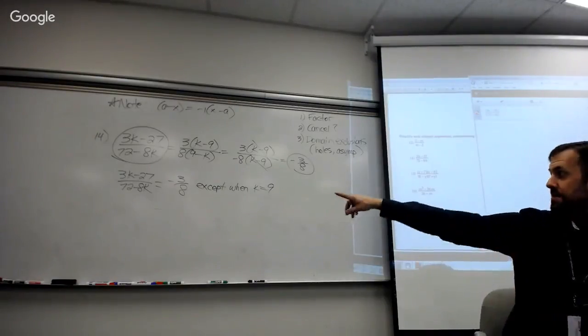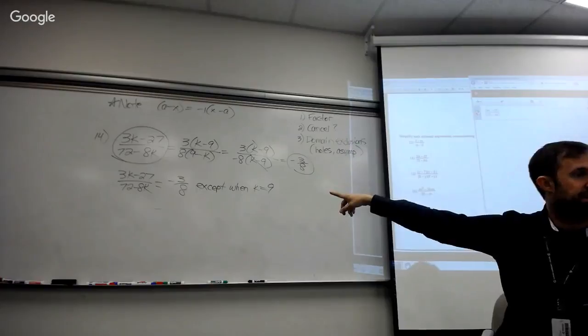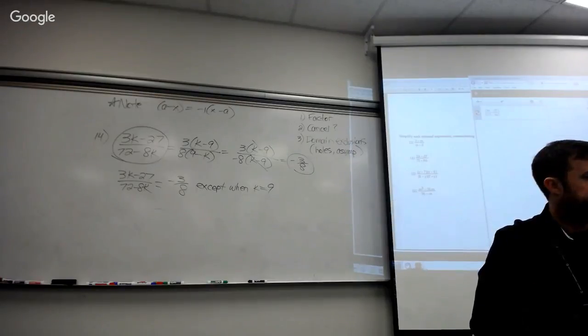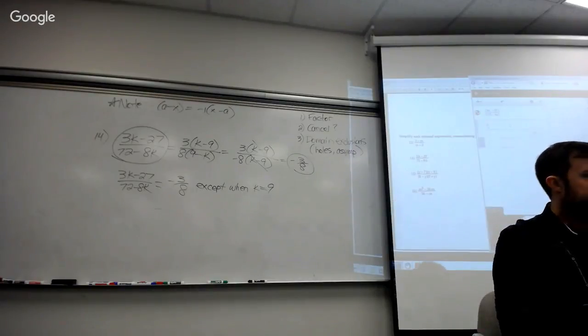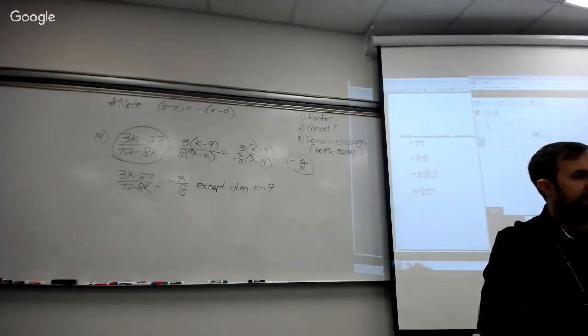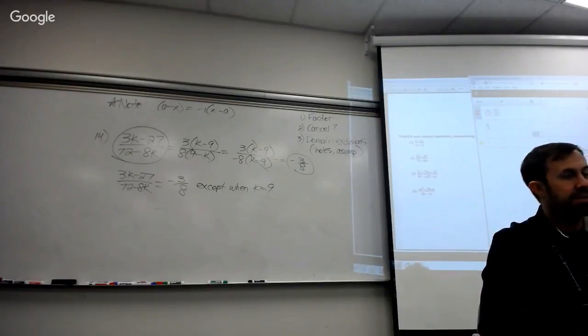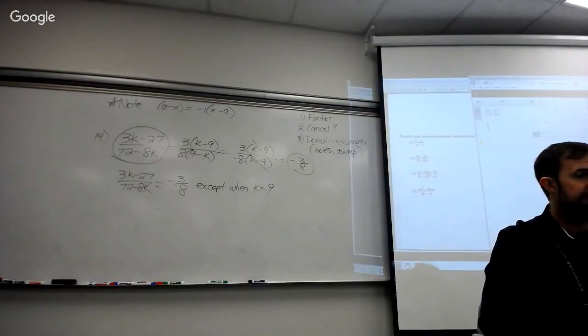-0.375. Type 3/8 into your calculator. What's 3 divided by 8? 3 divided by 8 is 0.375. So look at this graph. The graph is always at -0.375.